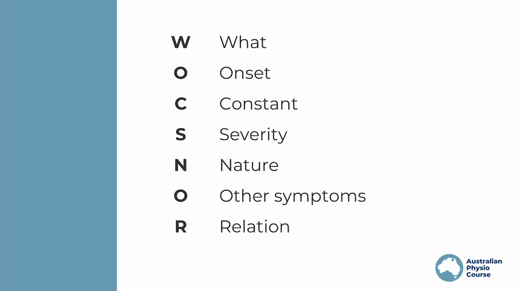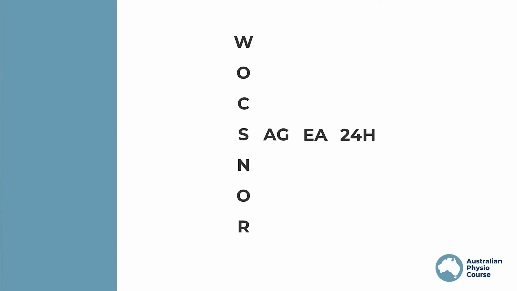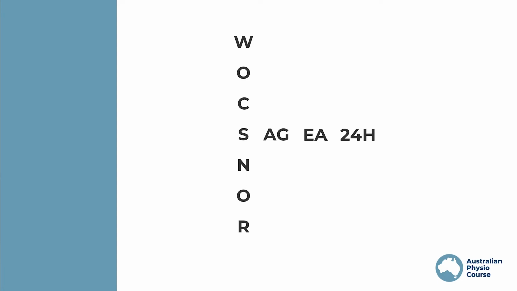I like to write WALK SNORE vertically, and beside the S of severity, I found useful to write AG for aggravate, EA for ease, and 24H for time patterns. It comes quite naturally once you ask how bad the pain is to also ask what makes the pain worse or better, even medication, and if there's any change in the pain in the morning or night. Then going on, N, nature.